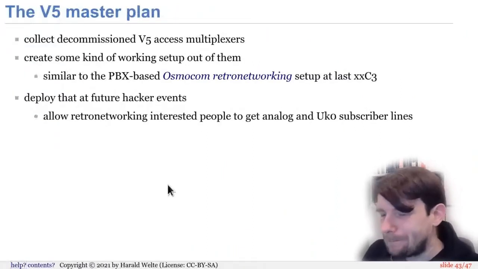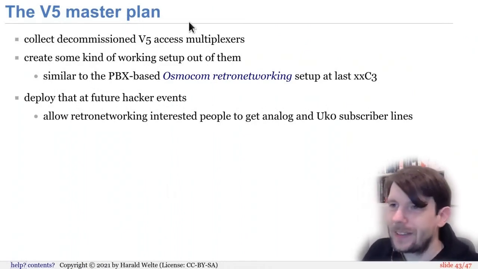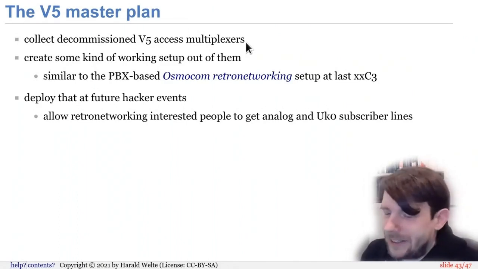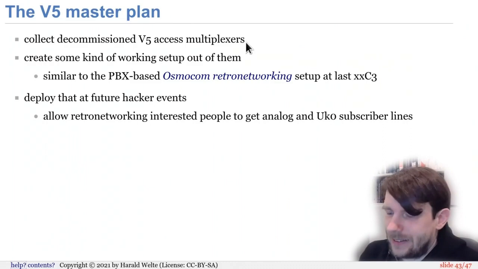So what is my plan? The evil V5 master plan? Well, collect some of these decommissioned access multiplexers. I've been intending to get my hands on those for many years, and I finally found a source at an operator where I can get some. I still don't have them here, but it's almost there now.